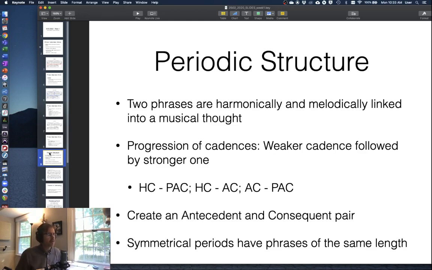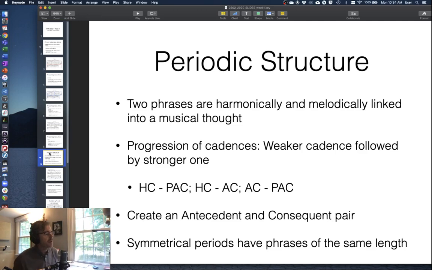A weaker cadence is often followed by a stronger one. It's like building a sentence or building a thought when you're writing. You don't end sentences with commas. You end them with periods. A comma might be a half cadence, and an authentic cadence might be like an exclamation point, if you will, a way to end a thought.